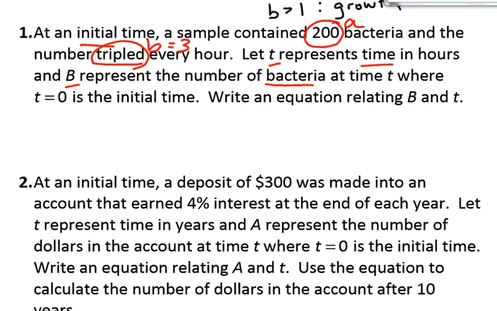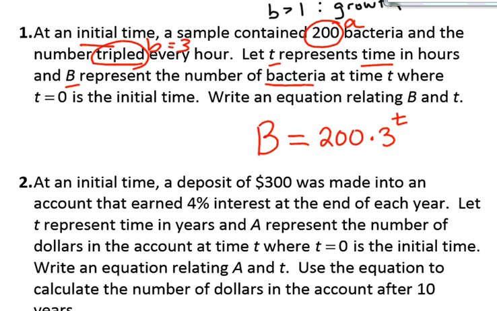Then we want to write the equation relating b and t. So we have b, which is what we're trying to find, my bacteria. So that's going to be like the y. So b equals a times the small b to the t. So a is 200, times little b is 3, and then to my exponent of t.